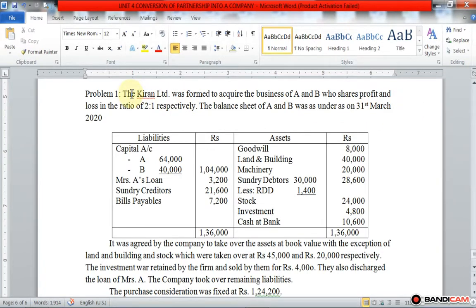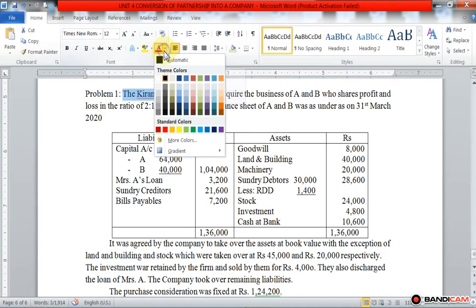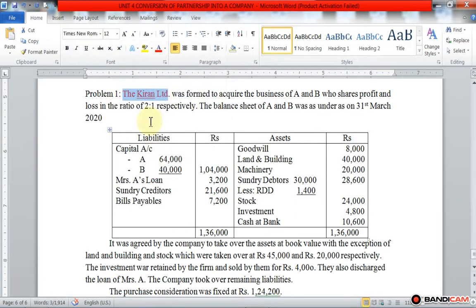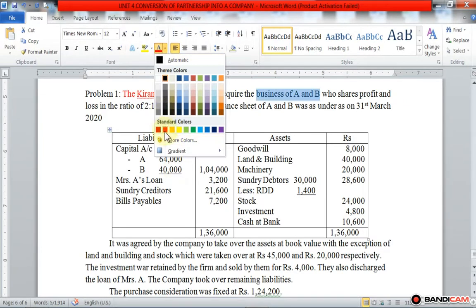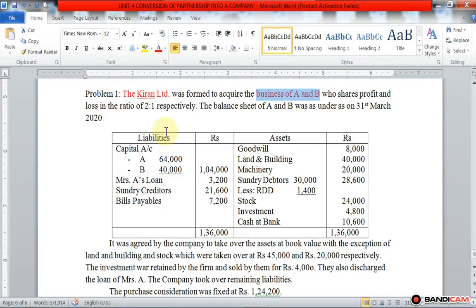So here Kiran Limited, Kiran is the company, a limited company, and Kiran has taken over the business of A and B. A and B is the partnership firm, or A and B are the partners. Kiran has taken over the business of A and B, who were sharing profit and losses.